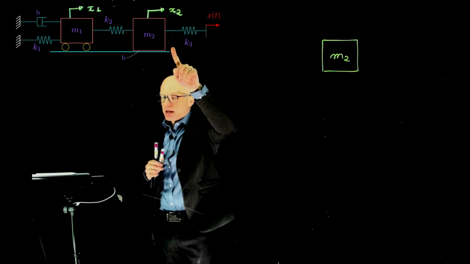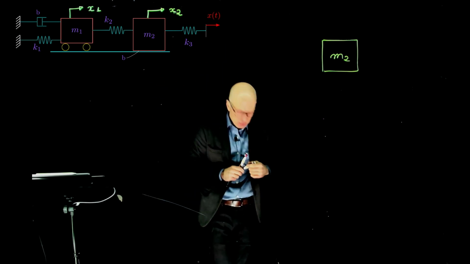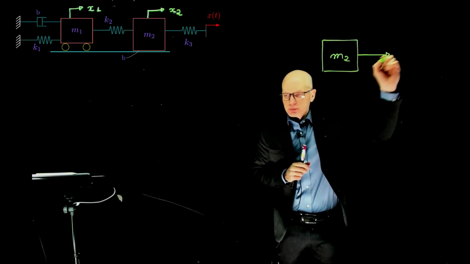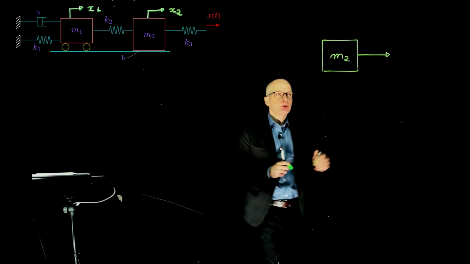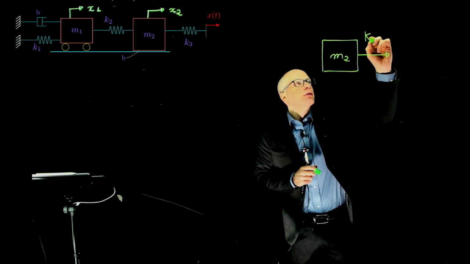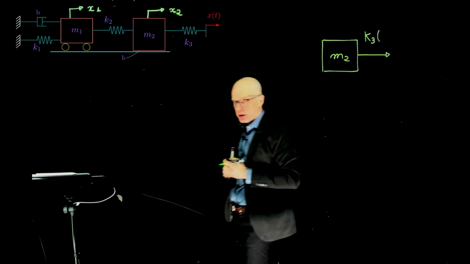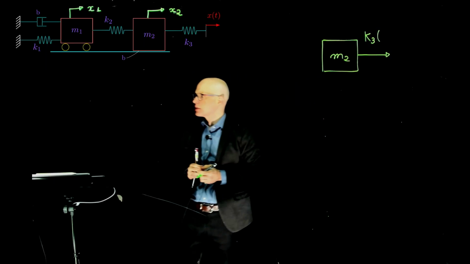This displacement x creates a force because it's stretching the spring, and the spring will make the mass move to the right. So the first force we have here is the force due to spring K3, and the magnitude of that force is K3 times the displacement of that spring. Now, should we write x minus x2 or x2 minus x?